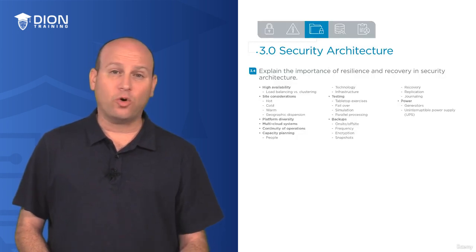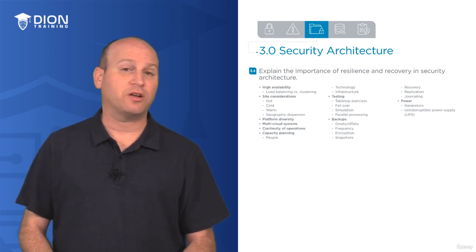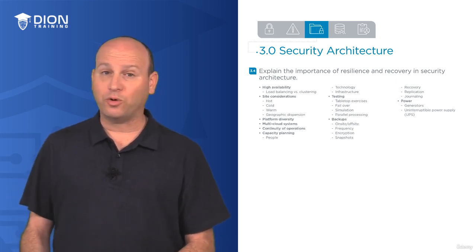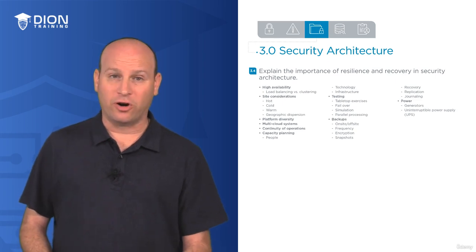Now, in this section of the course, we're going to be working inside of Domain 3, and we'll have a singular focus on covering Objective 3.4. Objective 3.4 states that you must be able to explain the importance of resilience and recovery in security architecture.